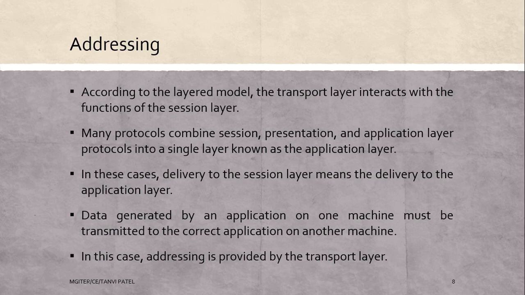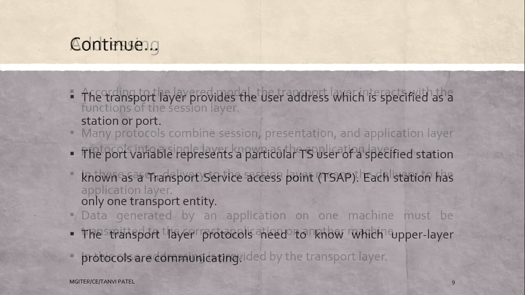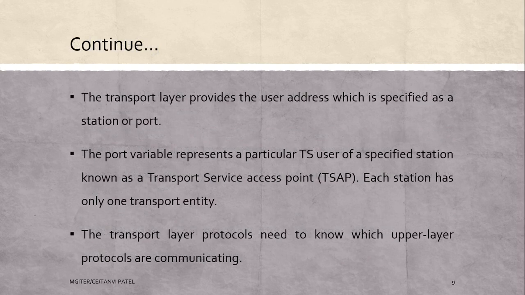Data generated by an application on one machine must be transmitted to the correct application on another machine through addressing. In this case, addressing is provided by the transport layer. So, the transport layer provides the user address, which is specified as a station and port. The port variable represents a particular TS user of a specified station, known as a transport service access point. Each station has only one transport entity.